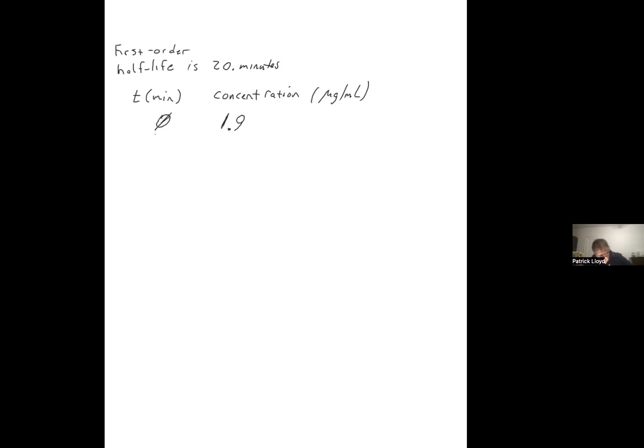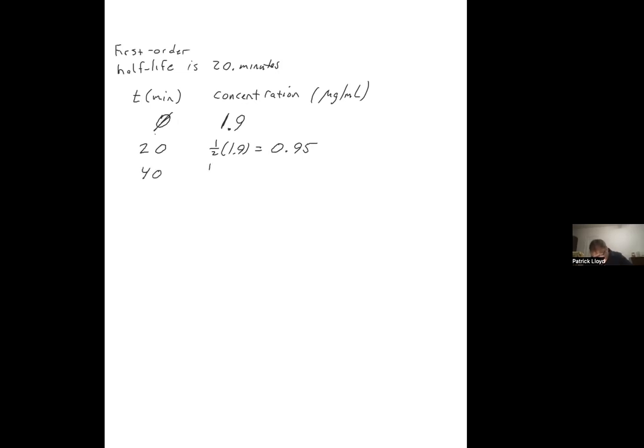Then after 20 minutes, we will decrease the concentration by 50%. In other words, we'll just go down to 1/2. So 1/2 of 1.9. Now 1/2 of 1.9 is 0.95 micrograms per milliliter. Then we go another half-life. Now the half-life is 20 minutes. So we go another 20, and that would give us 40 minutes.